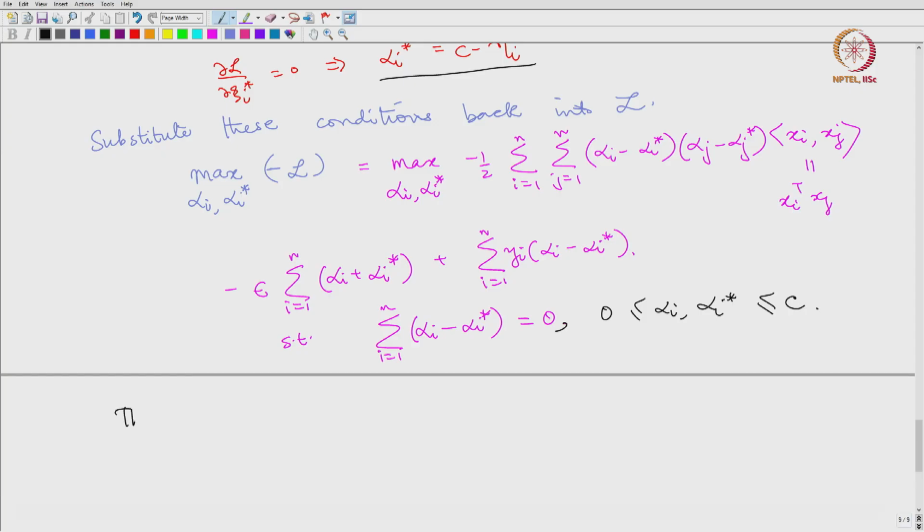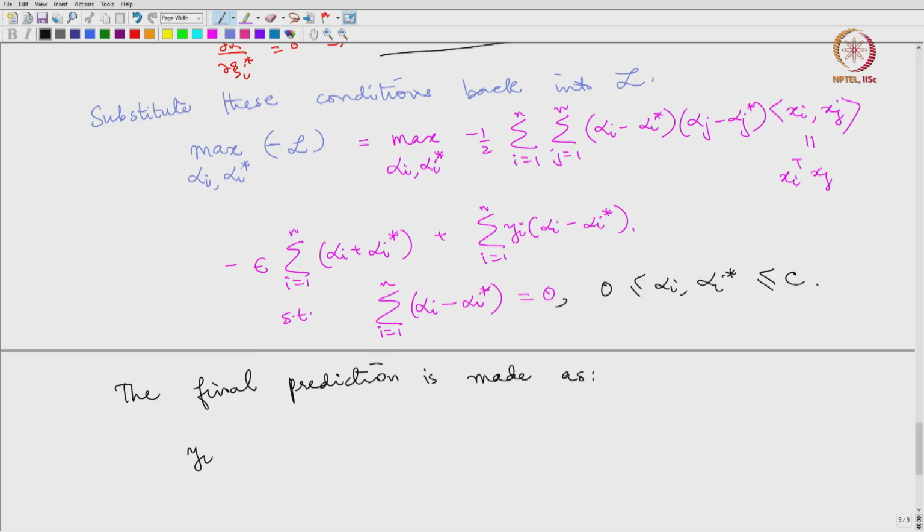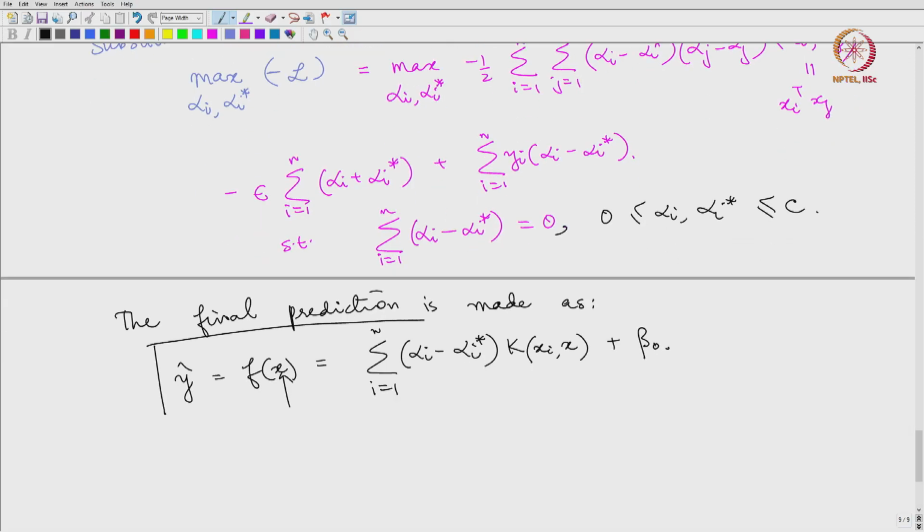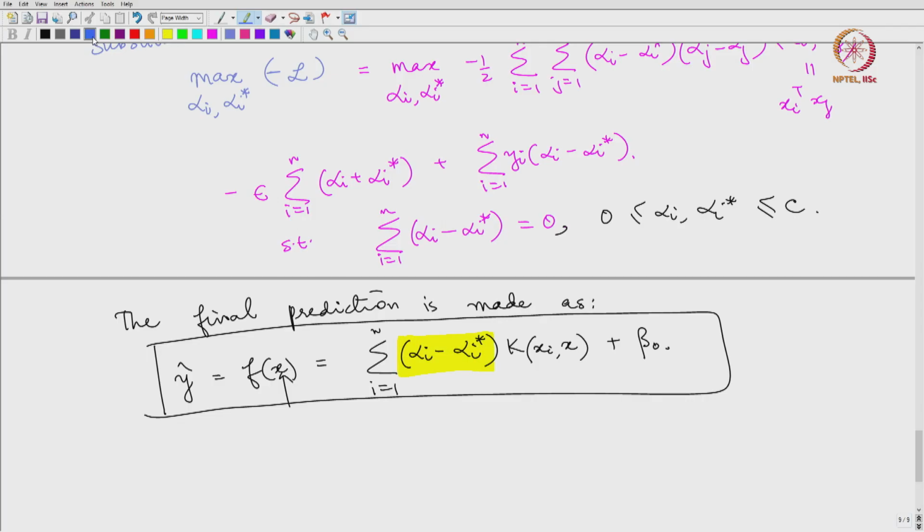Okay. Now the final prediction is made as y i hat, or you can just say y hat if you are trying to make a prediction for a general point x. So that is f of x, the function we have approximated. It is, sorry, not a combination of the target variables, but based on the similarity of the point for which you want to predict with all the other points xi. Okay. So this is how the final prediction is made, and these alpha i's are obtained from the support vector machine optimization procedures. Okay. Now you can use the kernel trick here as well.